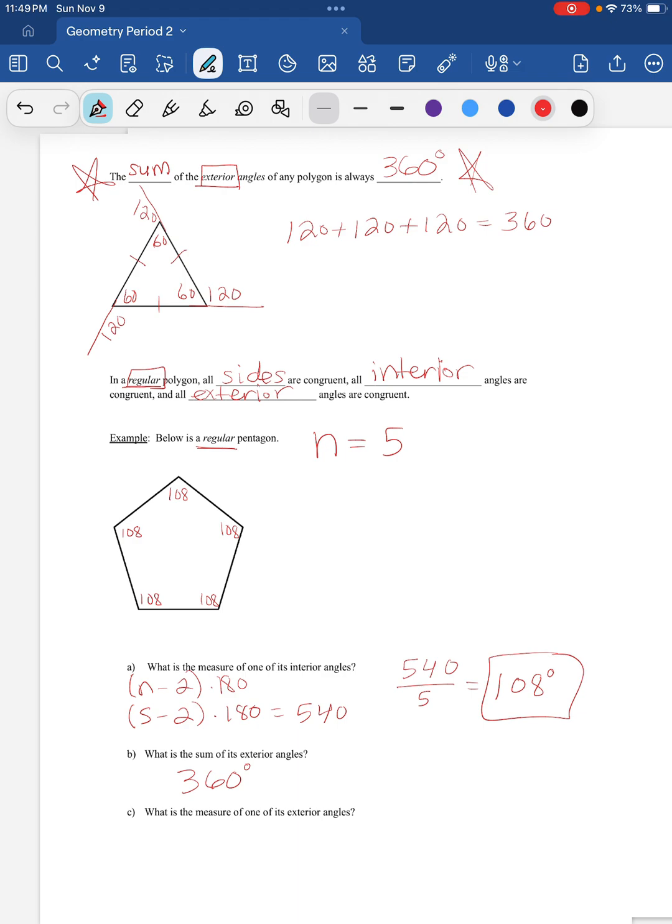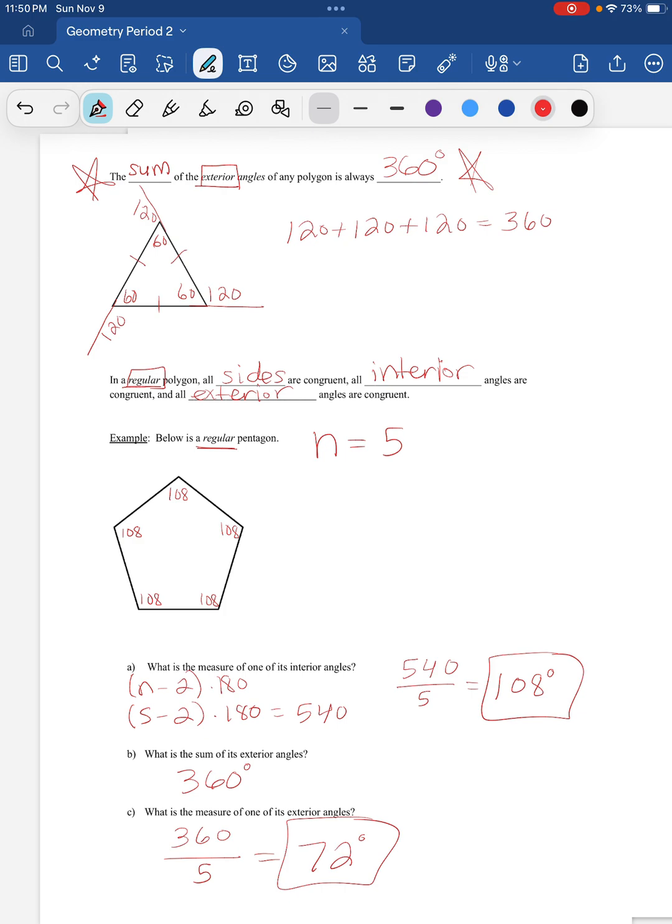Now it says, what is the measure of one of its exterior angles? There's a couple ways we could do this. We can do it just mathematically. We can also work with the diagram. Well, if it's a regular polygon and the sum of all the exterior angles is 360, and it's a pentagon, so it has 5 interior angles, 5 exterior angles, so if I take the sum of all the exterior angles, 360, and divide that by 5 exterior angles that are all congruent, 360 divided by 5 is 72. So the answer would be 72.